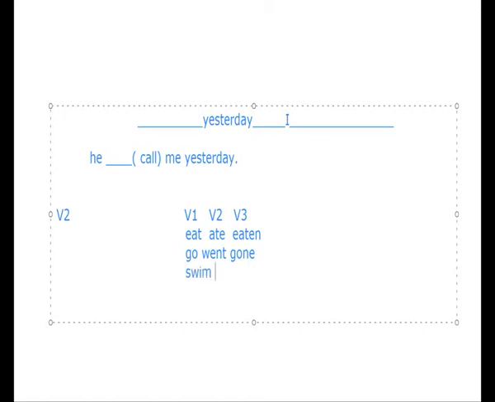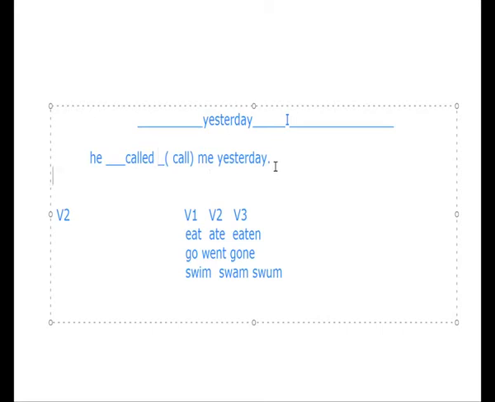Swim, swam, swum. Okay. So here I have given a base verb and am asking you to fill this blank according to the time which I have given. So this, yesterday, yes, this one. So blindly remember, one action in the past is always V2. So what is the V2 form of call? Called.